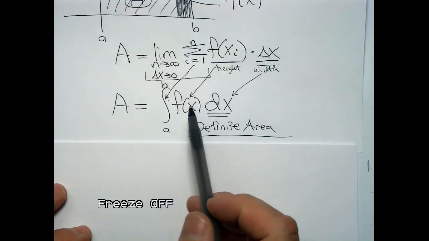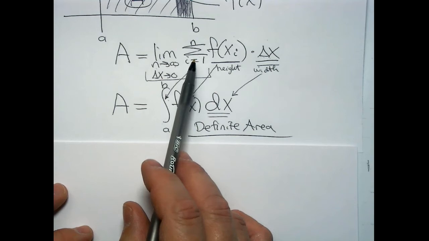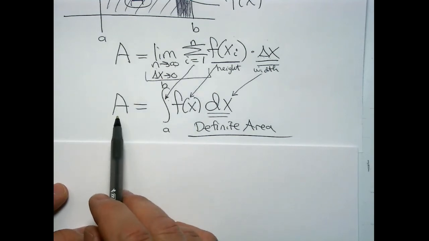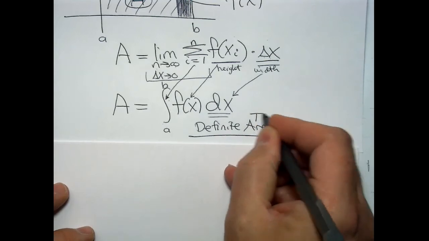There's a strong connection between the sigma version of finding area and the definite integral of finding area. We call this a definite integral.